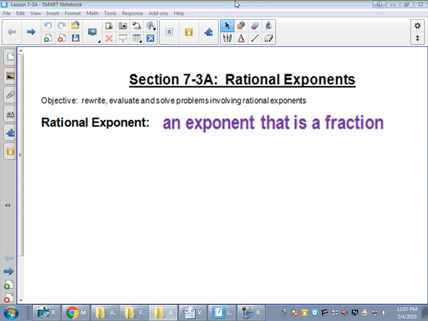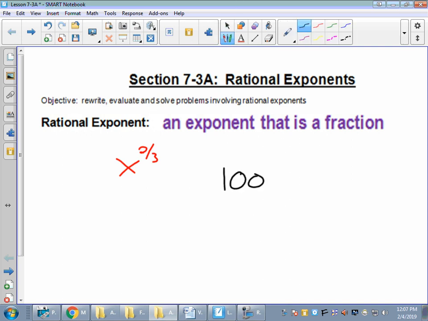So an exponent that is a fraction is a rational exponent. So you got a power, you got a base number, and the power is actually a fraction. So you might see it in a couple different ways. One would be using a variable, x to the 2/3 power, or you could actually see a number as a base, with 100 to the 1/2 power as well. So a couple different ways to write that.